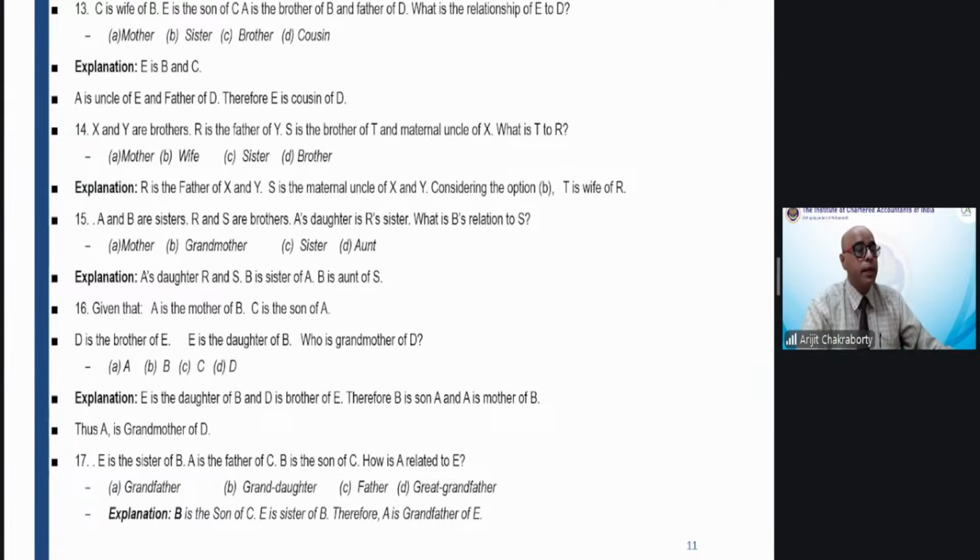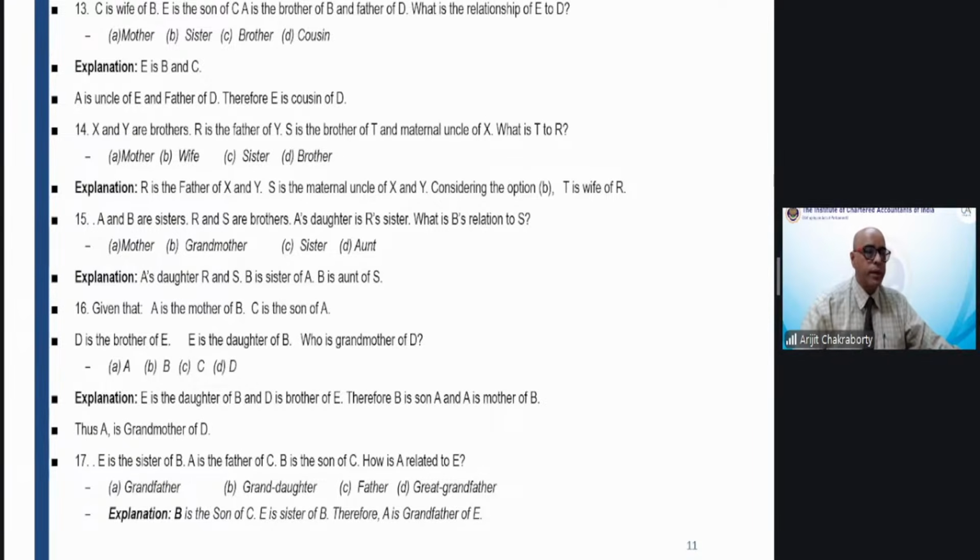We go to the 14th question. X and Y are brothers. R is the father of Y. S is the brother of T and maternal uncle of X. What is T to R? X and Y are brothers, and R is the father of Y, so we can say R is the father of both X and Y. Also it is given S is the brother of T and maternal uncle of X, so S is the maternal uncle of both X and Y. The question is, what is T to R? The option is T is the wife of R. So for question number 14, option B is the right answer.